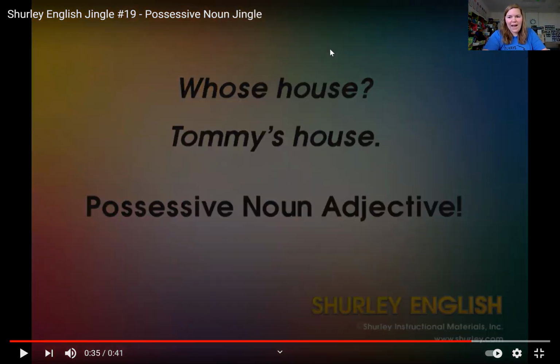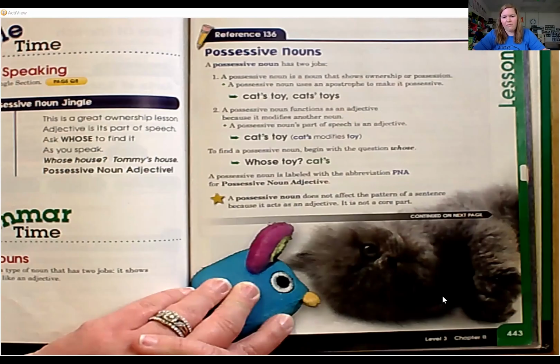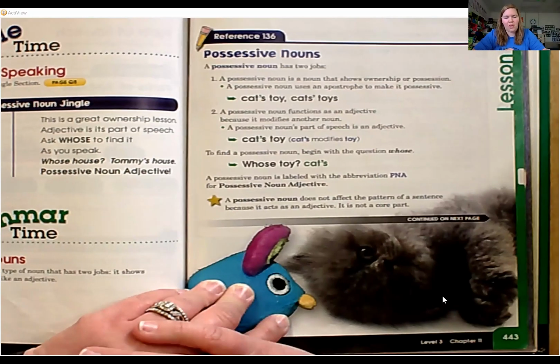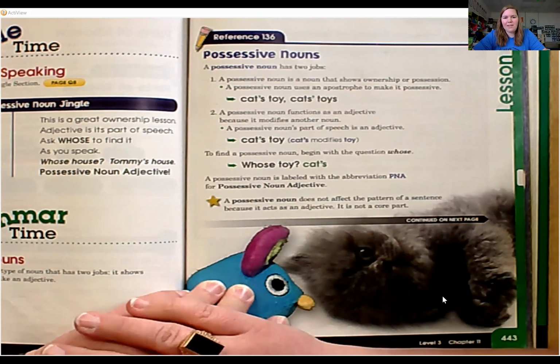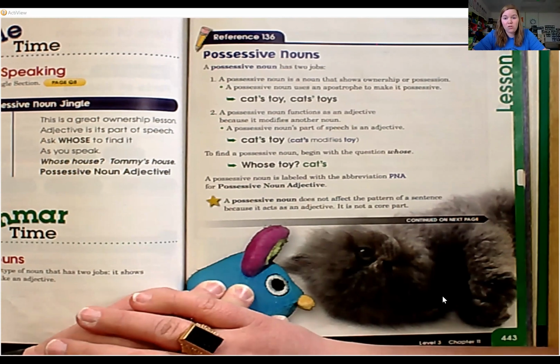Awesome. And again, that is on YouTube, so you can look up that jingle and listen to it multiple times if you want to. Try to memorize it. Now, let's go to our book. We are on chapter 11, lesson 2. So we just did the possessive noun jingle. Possessive nouns, this says a possessive noun has two jobs.